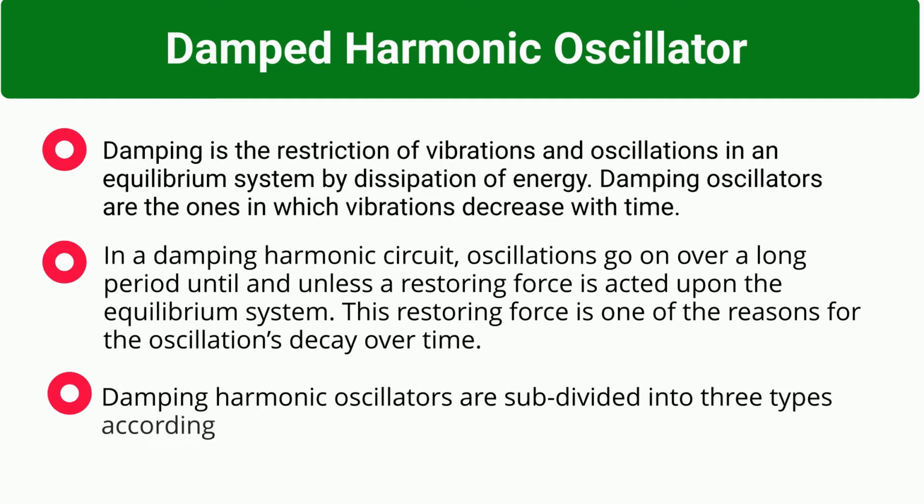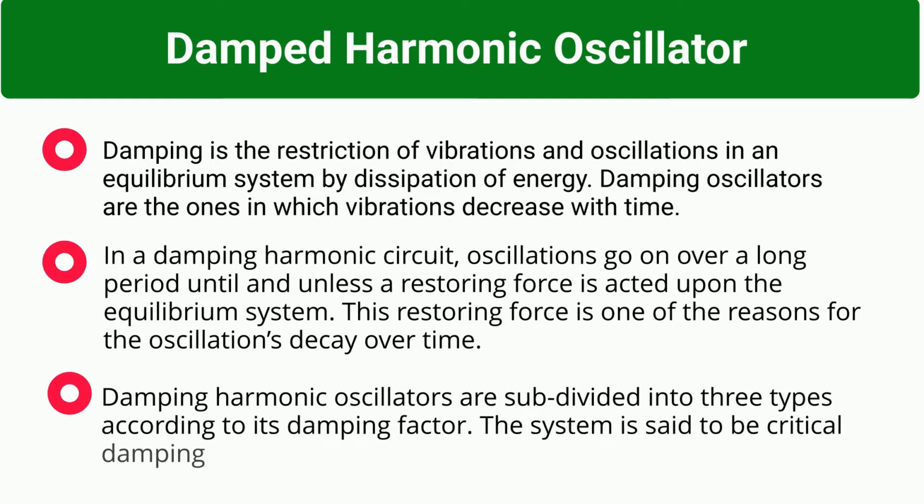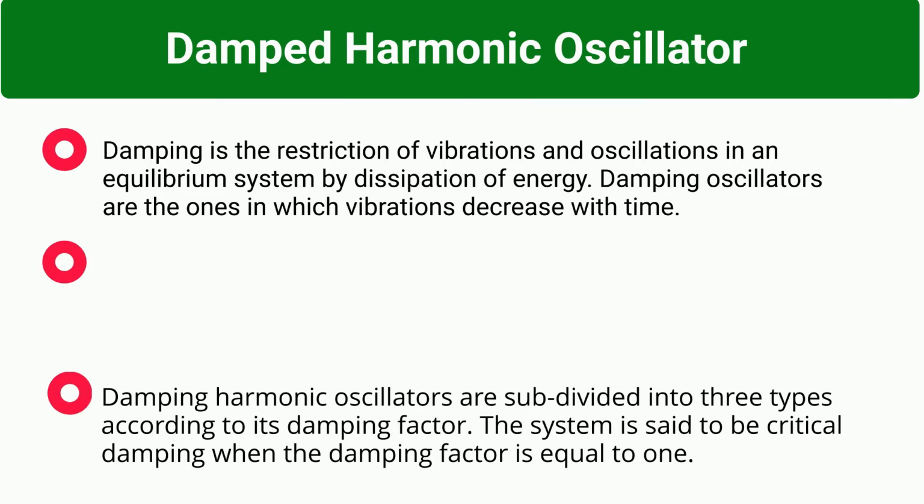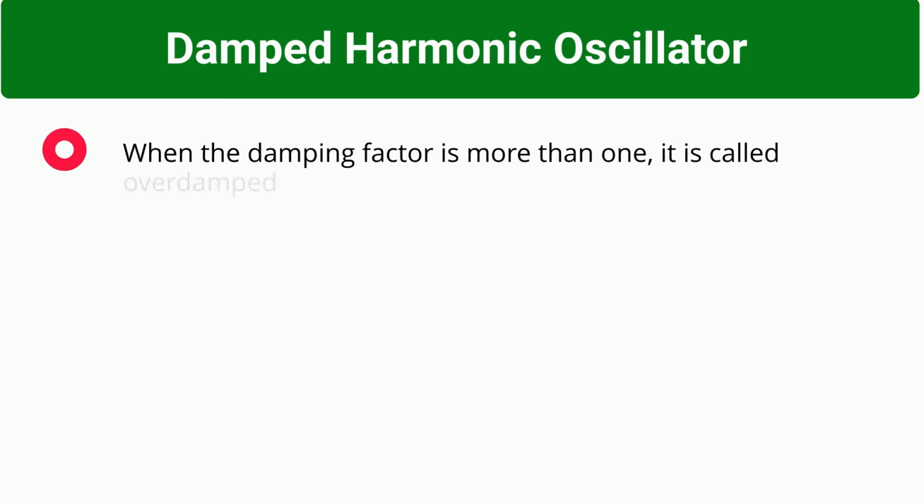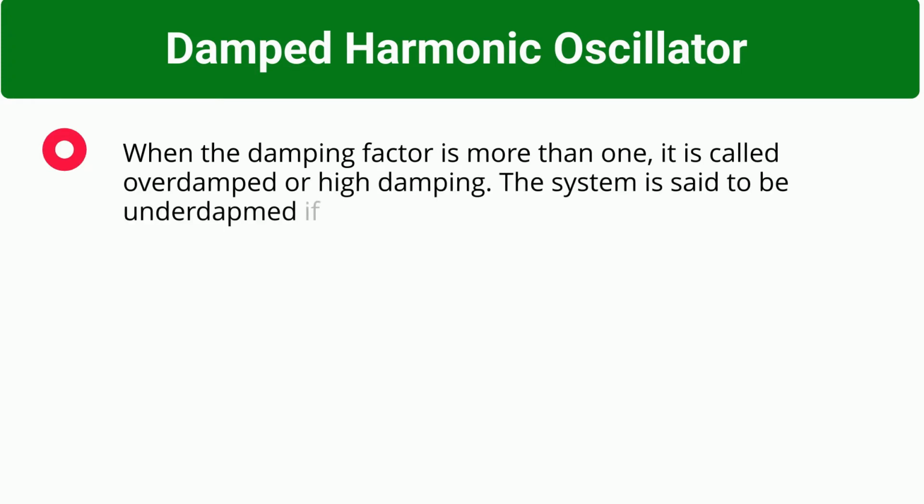Damped harmonic oscillators are subdivided into three types according to their damping factor. The system is said to be critically damped when the damping factor is equal to 1. When the damping factor is more than 1, it is called overdamped or heavy damping. The system is said to be underdamped if the damping factor is less than 1.